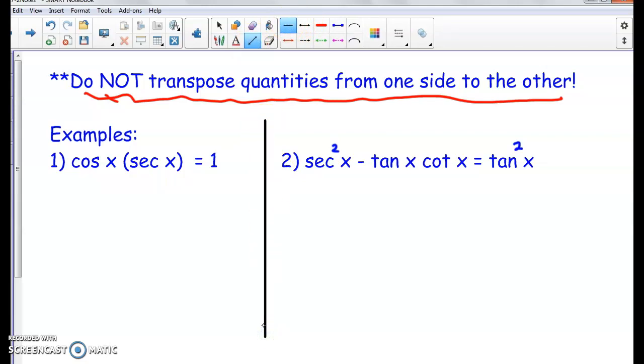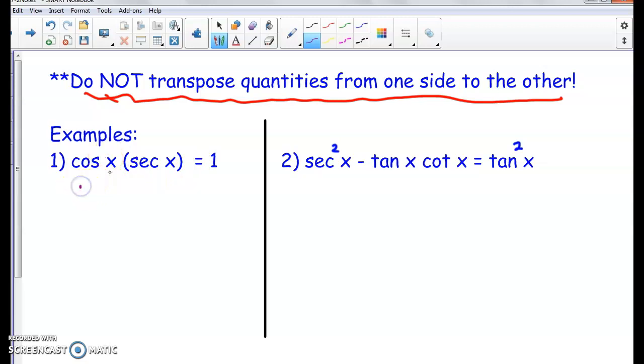Okay, let's see how we're going to think about this. So question number 1 says the cosine of x times the secant of x is equal to 1. So we're trying to verify that this is an identity, and a true trig identity means no matter what angle you put in for x, the cosine of the angle times the secant of that same angle will have to equal 1 every time. If it works for all angles, it's a true trig identity. Okay, so again, we're just trying to verify. We're not trying to select a value or anything.